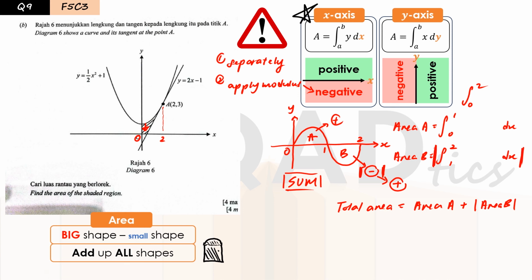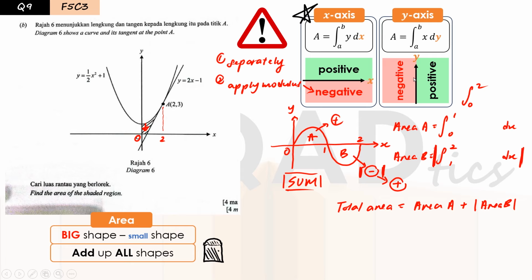So there are two things we need to do. First thing first is to calculate them separately. The regions which are above the x-axis and the regions which are below the x-axis, we need to calculate them separately, which means we have A and B here. And for the regions that have a negative value, we need to apply the modulus, which is what we have seen in area B. So these are the two things that we need to take note of. This also applies for the y-axis. If we have regions which are on the right side of the y-axis, their values will be positive.